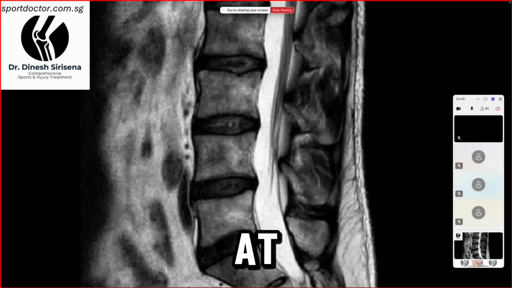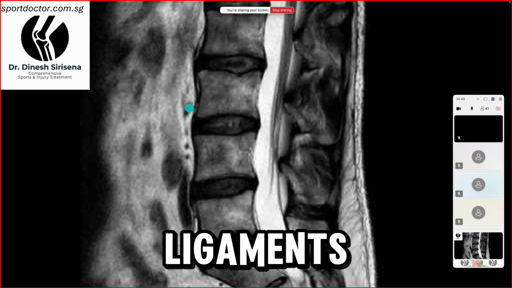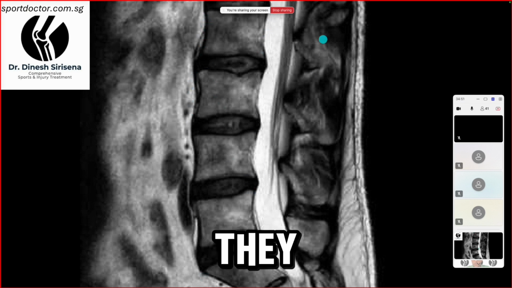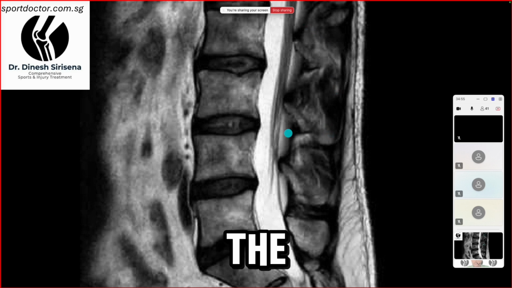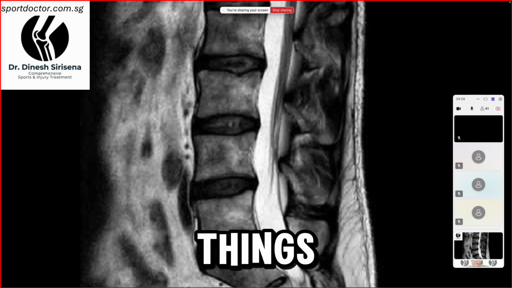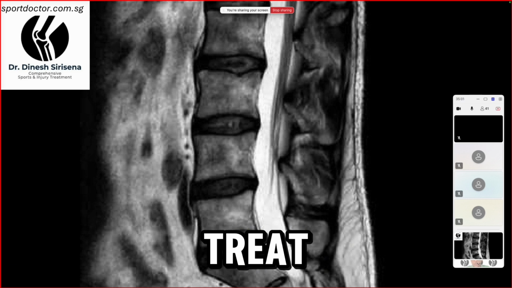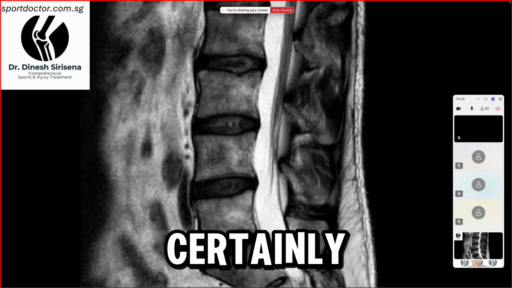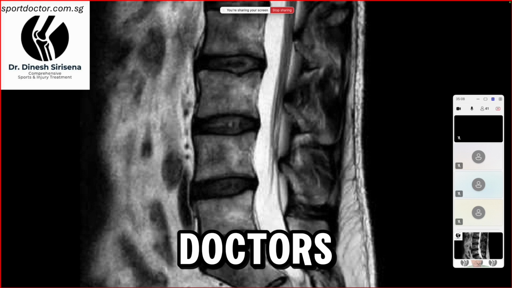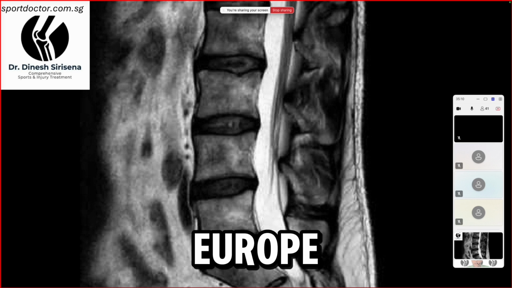If you look again at MRI scans and so on, these are the ligaments here. I mean, they're huge structures, and they go all the way up and down. The interspinous ligaments, the intertransverse, the posterior longitudinal. And okay, yes, I appreciate that some of these things we're not able to reach to treat, but the more superficial ones we should be considering and should be treating. And certainly that's what a lot of the pain doctors are doing in Europe.